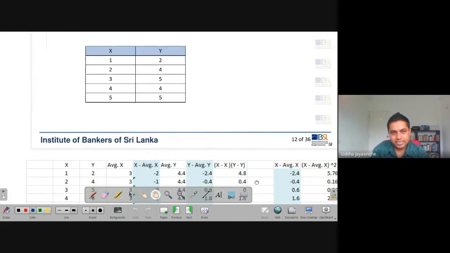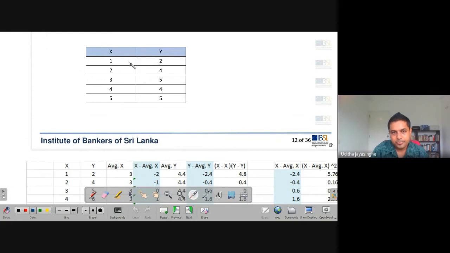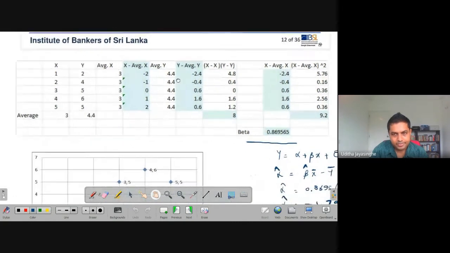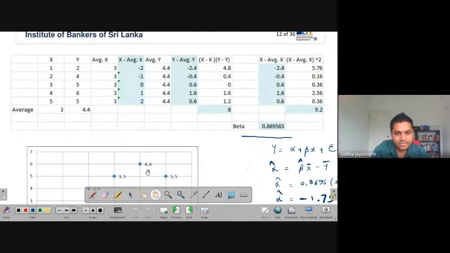So these data points 1, 2, 2, 4, 3, 5, 4, 4, and 5, 5 are going to be our starting points. In fact, I have used Microsoft Excel to get this computation. But it's going to be the exact same thing if you calculate by hand also. 1, 2, 2, 4, 3, 5, 4, 6, and 5, 5. Now these are the points that I have started the calculation with.